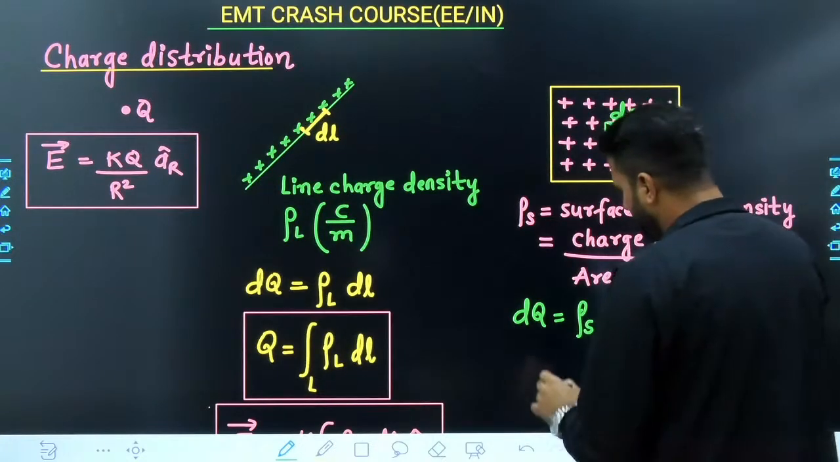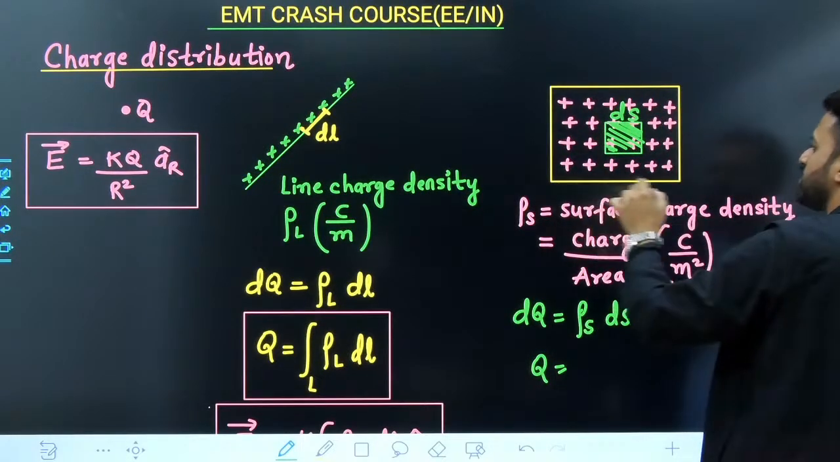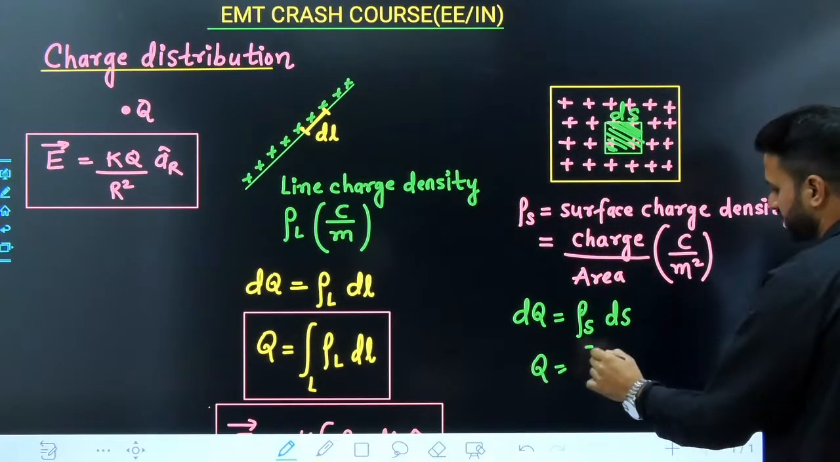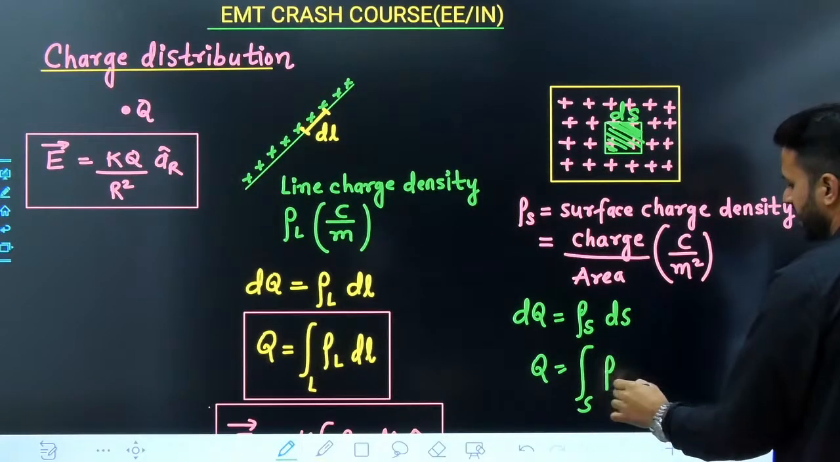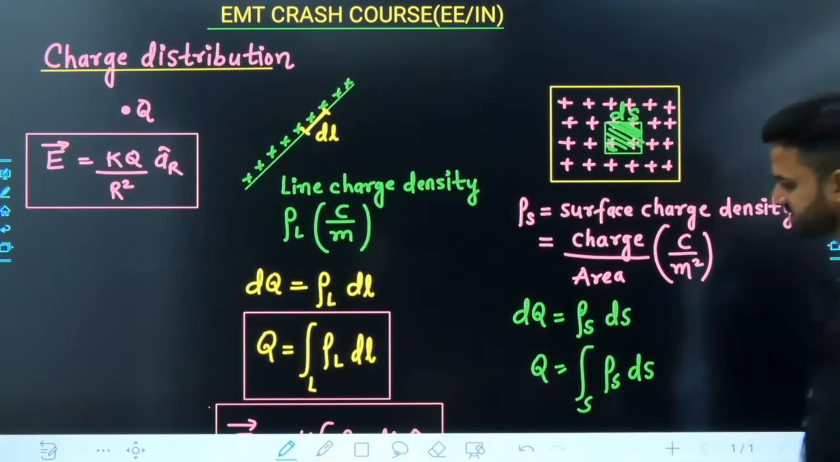Now if you want to write the total charge present in this whole surface, you have to integrate it over the surface, the integral of rho s into ds. This will be the charge present.